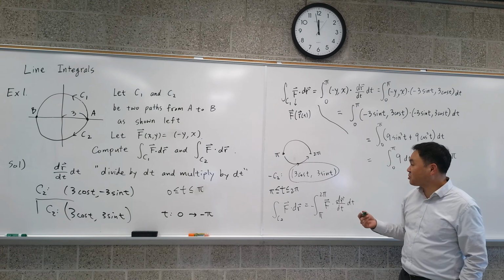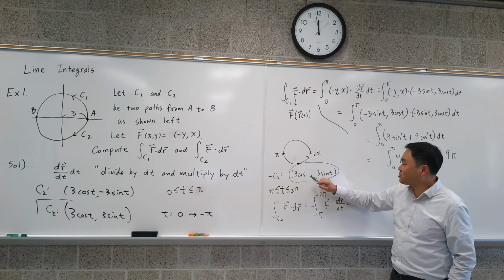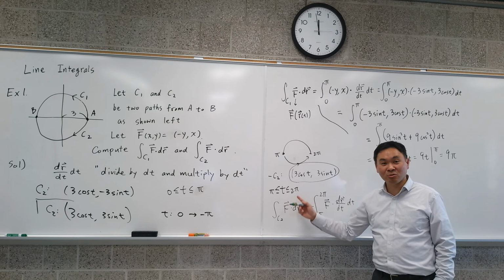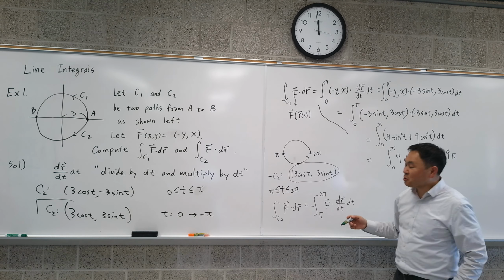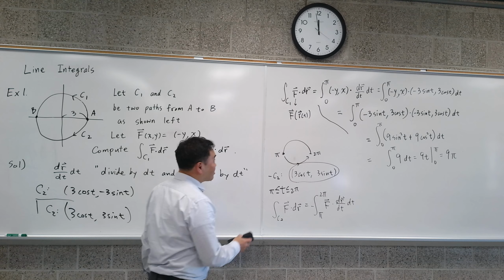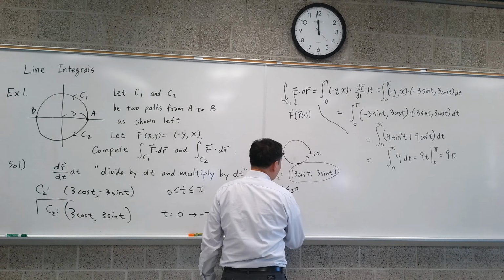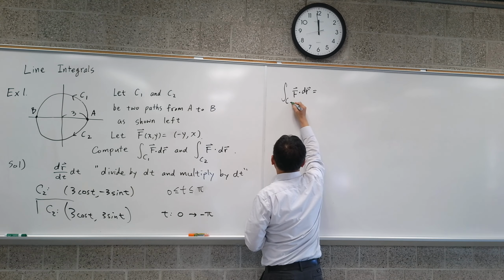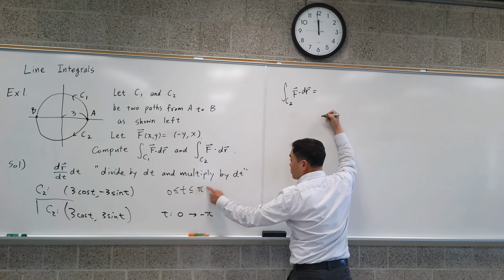For example, instead of cosine t, you could do cosine pi t, with t going from 1 to 2. That's another possibility. There are so many different possibilities. They all should lead to the same answer, because the integral shouldn't depend on the parametrization. For C2, now we are using this one.